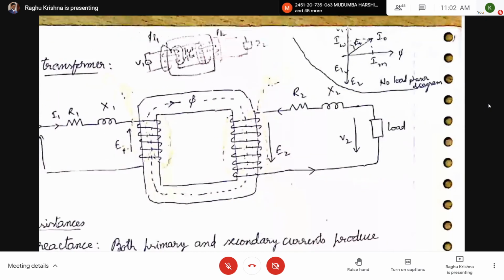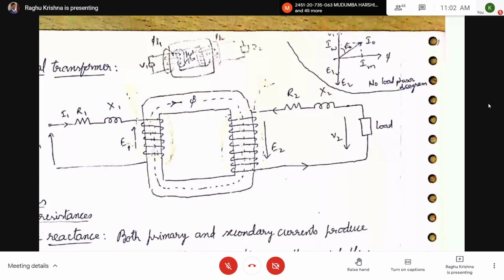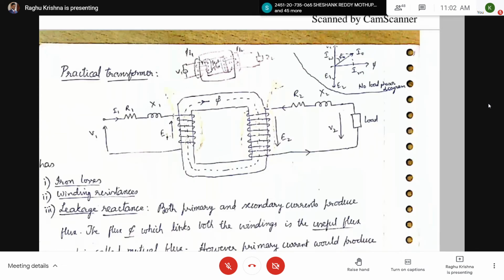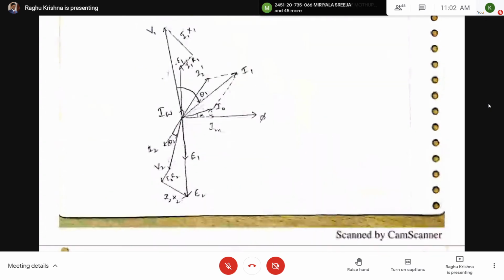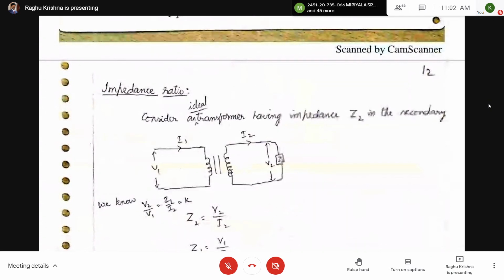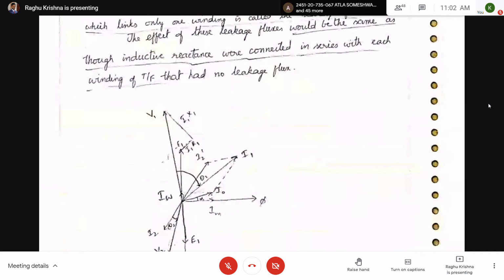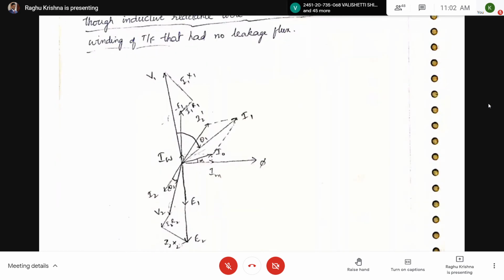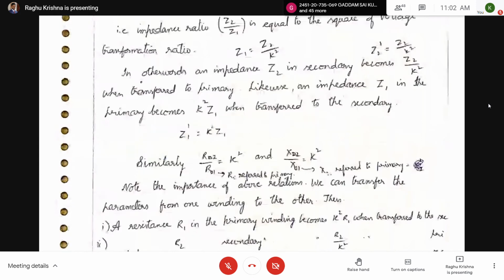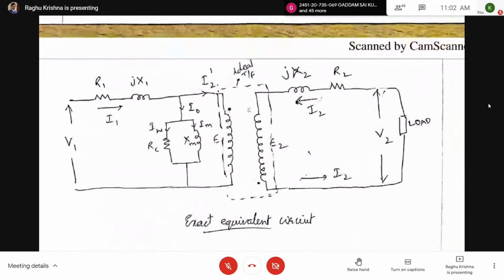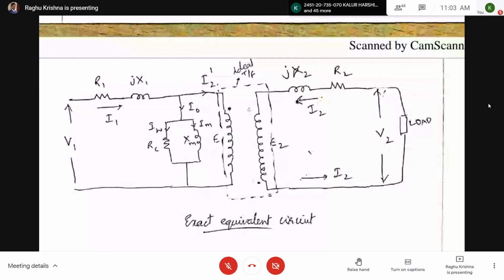Next, third one, core losses. Here we are going to consider the core losses also. For that, I will show the phasor diagram. See here, this is the exact equivalent circuit. Are you able to see the exact equivalent circuit?